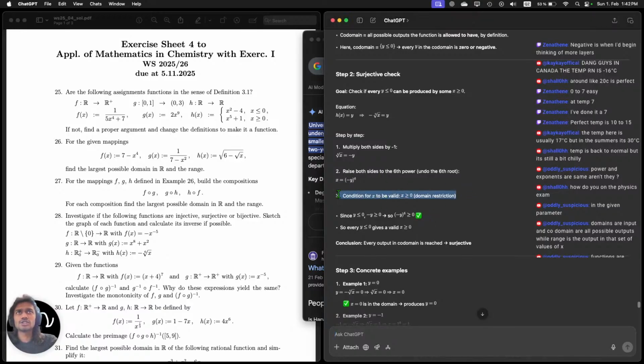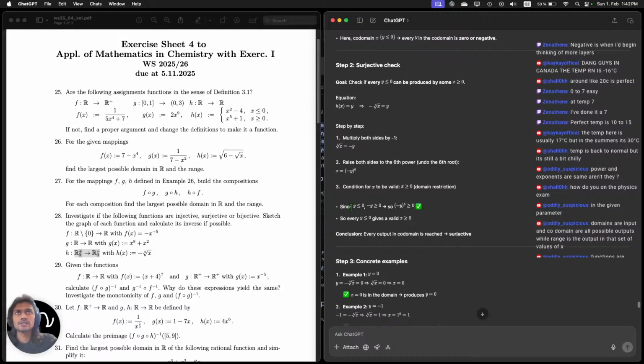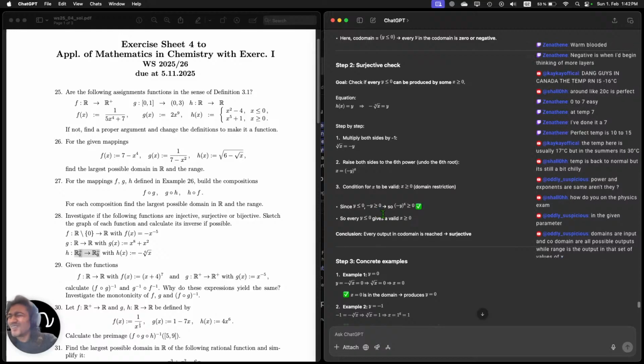Domain restriction. Is it this? Are you talking about this as domain restriction? Since y less than 0, minus y greater than 0. How is minus y greater than 0?